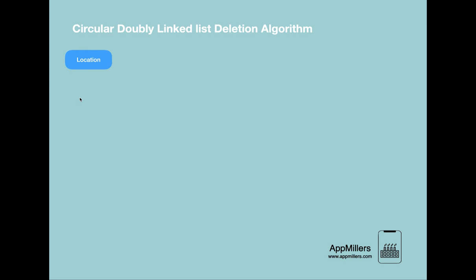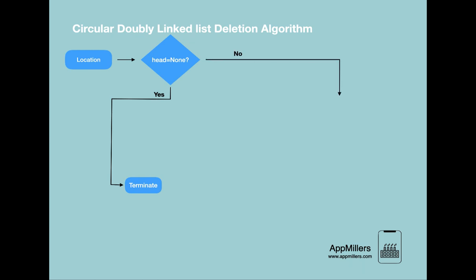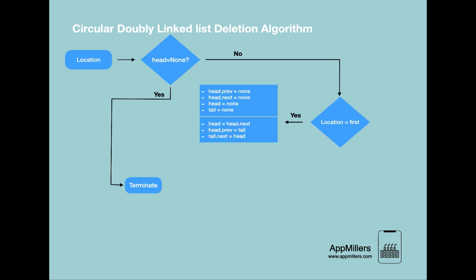Then, as a first step, we are checking the head value. So if head equals to none, which means that we don't have any element in our circular double linked list, so we terminate our algorithm over here. Otherwise, we continue to check the location parameter. So if the location parameter points to first, it means that we want to delete first node from circular double linked list. So in this case, we have 2 cases over here.